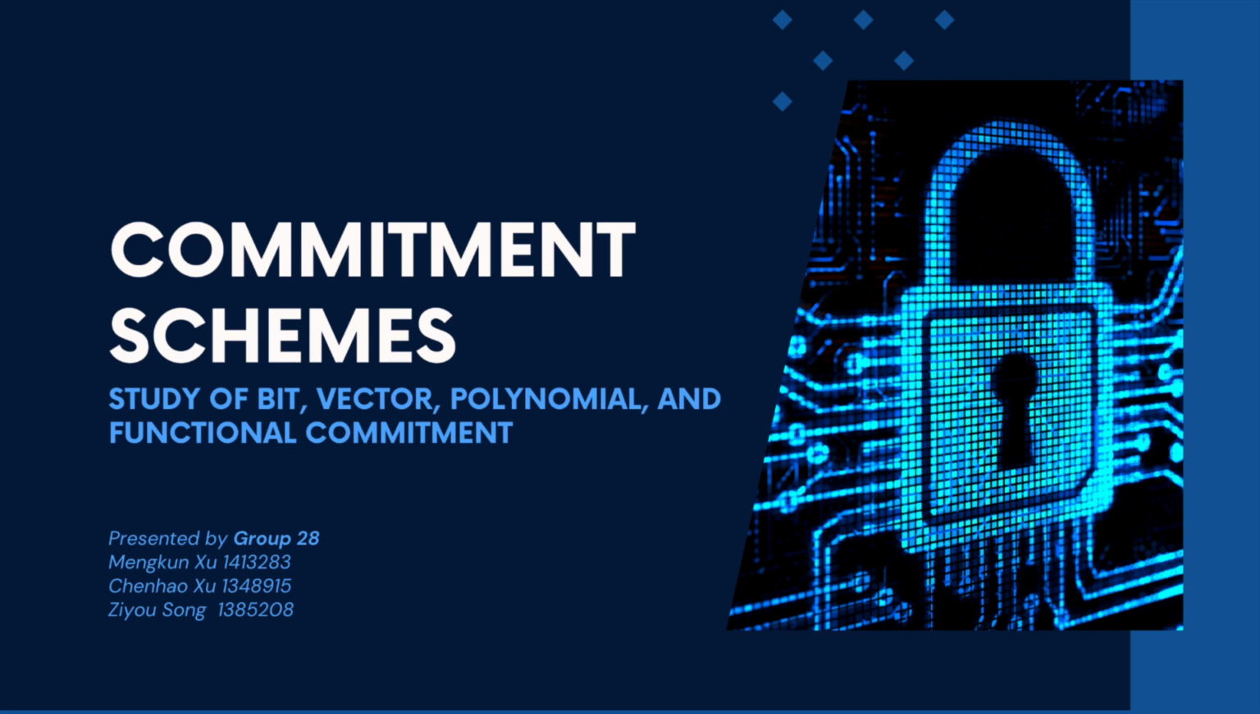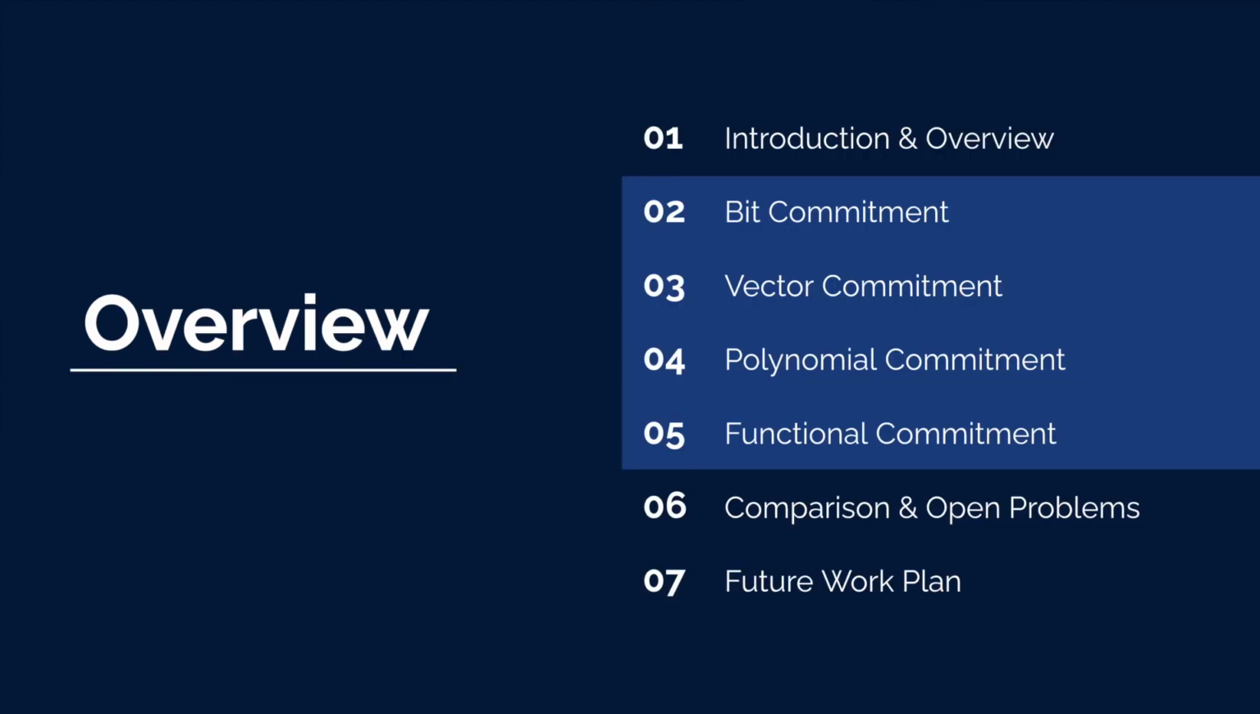Hi everyone, we're Group28 and our presentation is about commitment schemes in cryptography, mainly focusing on bit, vector, polynomial, and functional commitment. We aim to understand these commitment schemes by closely studying their features, including security definitions, constructions, and applications. We will also present the results of our study, including comparison and open problems.